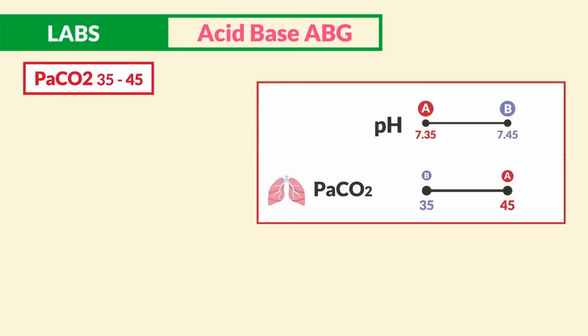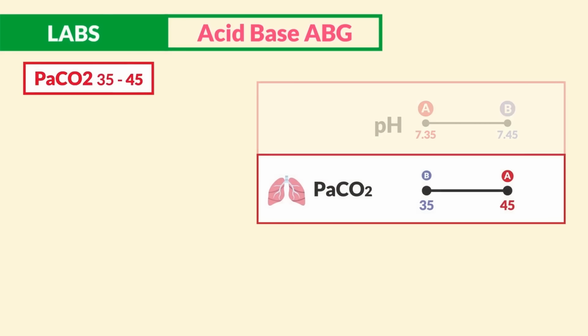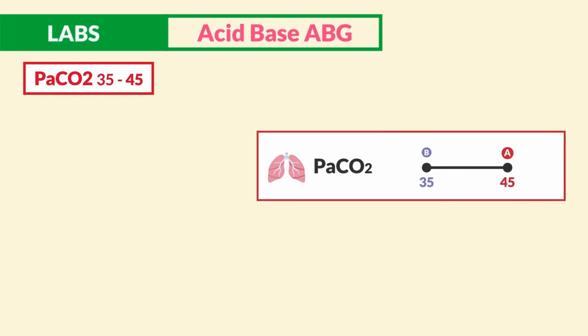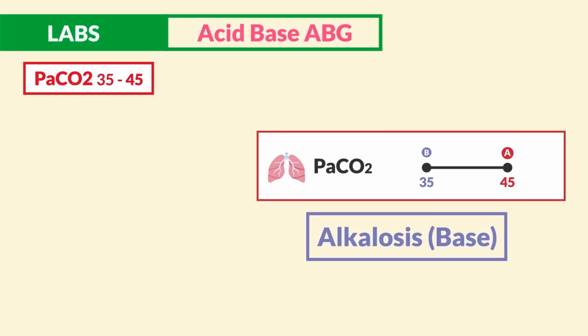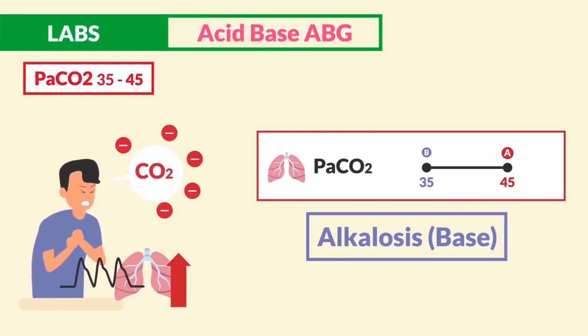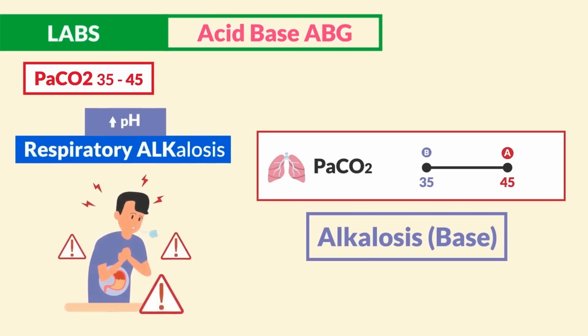Next is PaCO2, 3.5 to 4.5. You see, we just dropped the sevens there. So for carbon dioxide, just think carbon diacid. Under 3.5, we get alkalosis, or that base state, typically from hyperventilation, or basically blowing off all that carbon diacid, or carbon dioxide, which leaves the body into an alkalotic state.